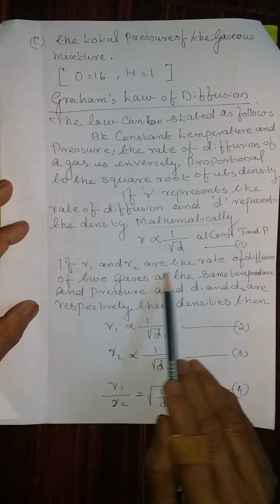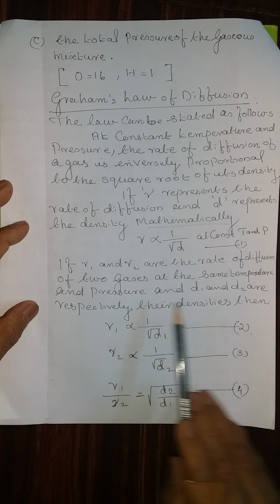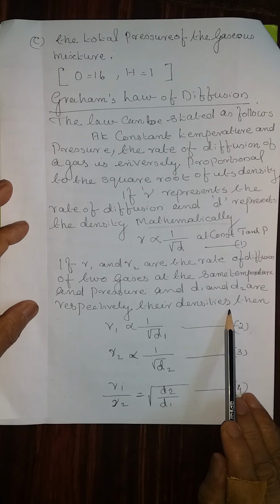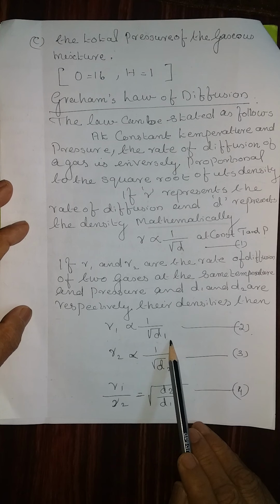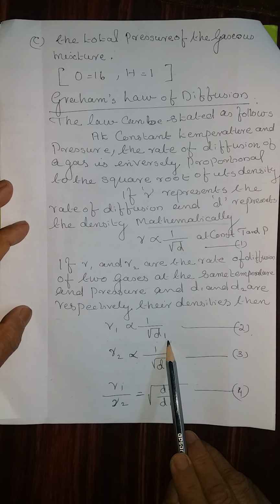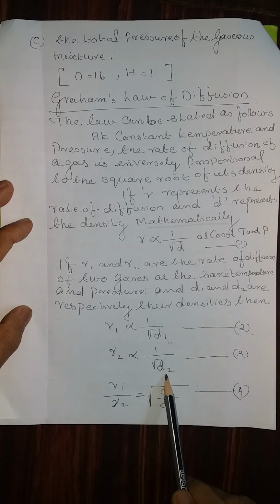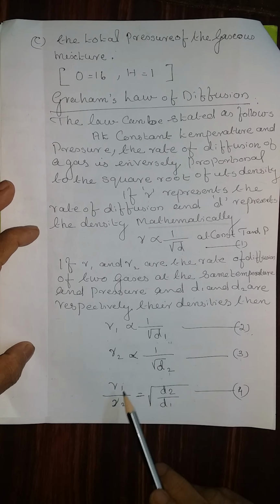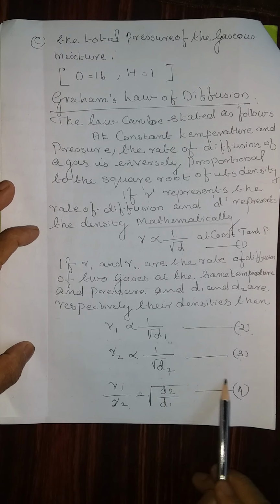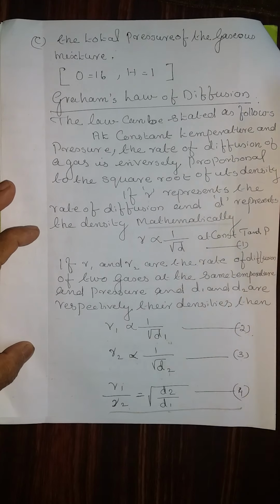If R1 and R2 are the rates of diffusion of two gases at the same temperature and pressure, and D1 and D2 respectively their densities, then R1 is inversely proportional to the square root of D1, equation number 2. R2 is inversely proportional to the square root of D2. Combining equations 1, 2 and 3, R1 by R2 is equal to the root of D2 by D1. That is equation number 4. These equations you have to use for solving the problems.